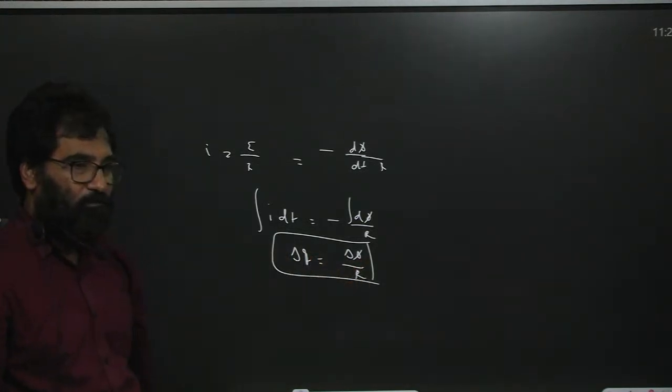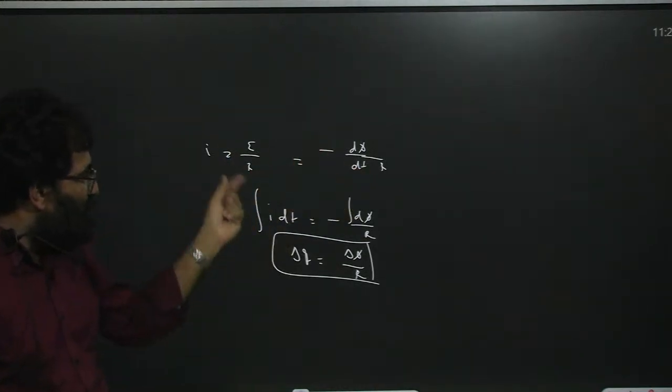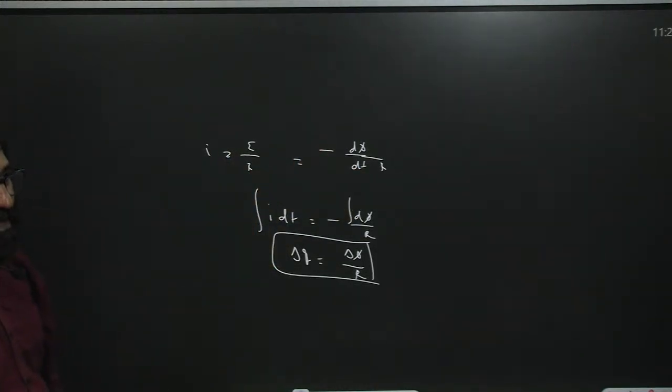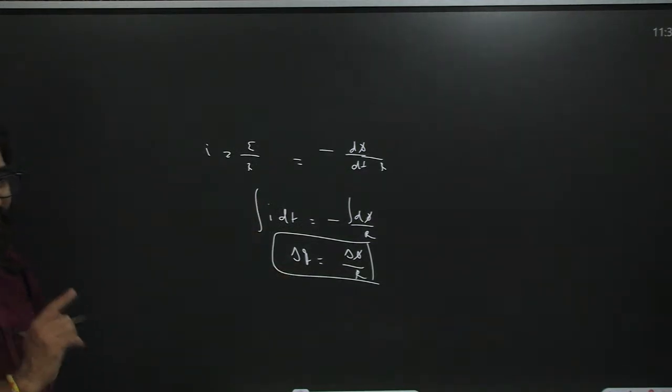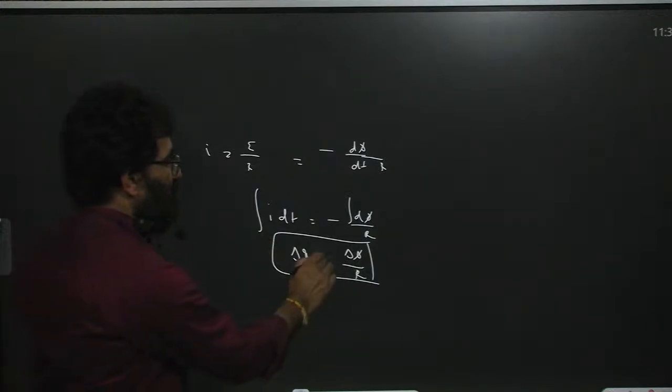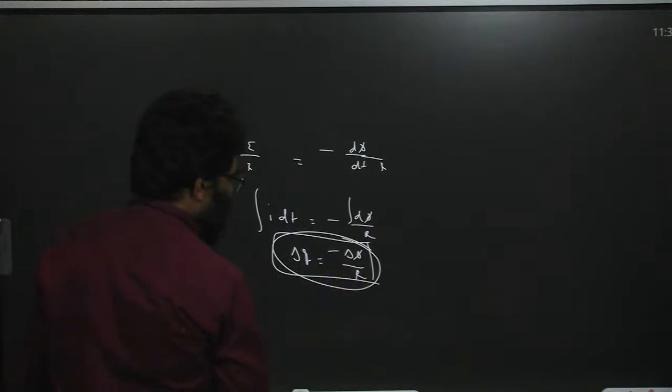So EMF by R is minus d phi by dt R. So I into dt is called what? Charge flown. I is equal to dq by dt, so I into dt is delta q. How much charge will flow through this? The minus sign must be there. So minus delta phi by R. So delta q is equal to minus delta phi by R. This is an important statement.